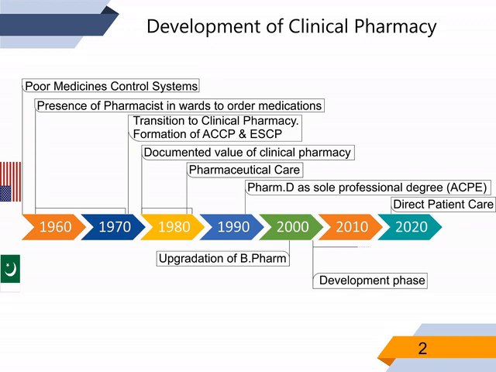The American Council on Pharmaceutical Education, ACPE, is the body that sets educational standards and accredits colleges of pharmacy. In 1997, ACPE decreed that they would no longer accredit Bachelor of Science programs effective in 2000, and all colleges of pharmacy had to convert to the Pharm.D. as the sole professional degree.